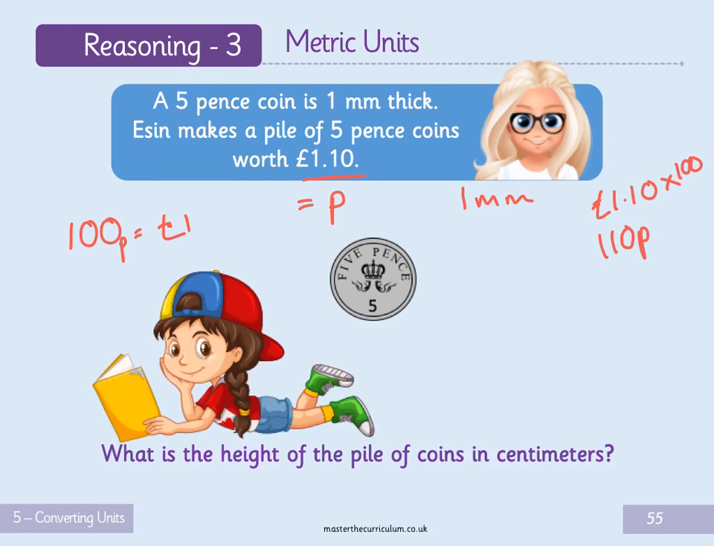Okay, so I've now got to think, how many 5p coins did she use? Okay, so she made 110p. So how many 5s go into 110? So how many 5s go into 1? None. So I'm going to take that 1 and put it here. How many 5s go into 11? 2, and there's 1 left over. How many 5s in 10? 2. So she used 22 coins.